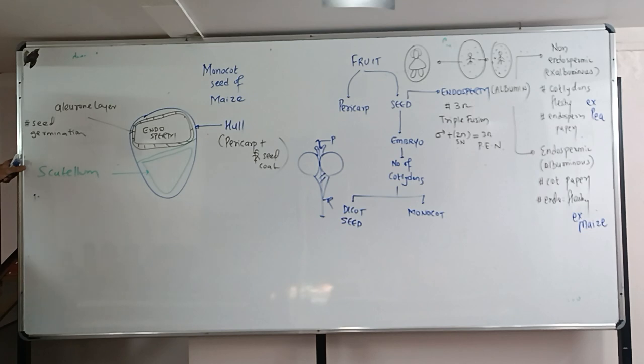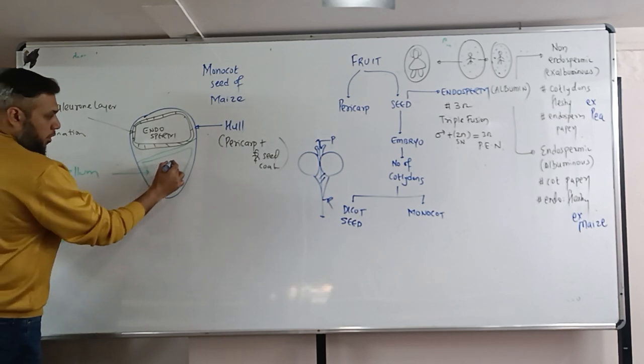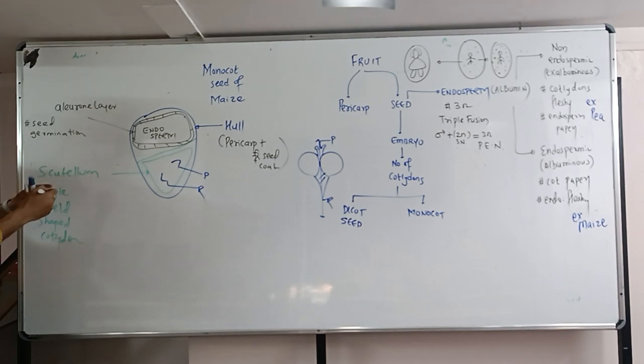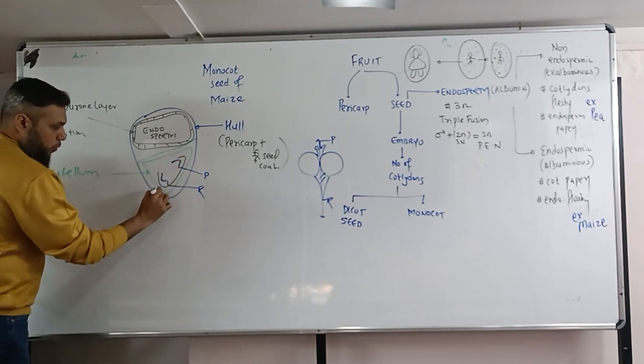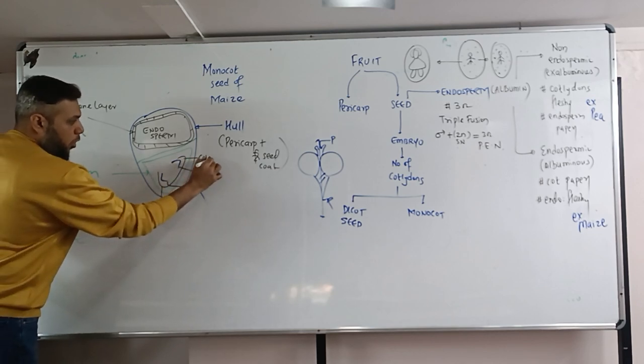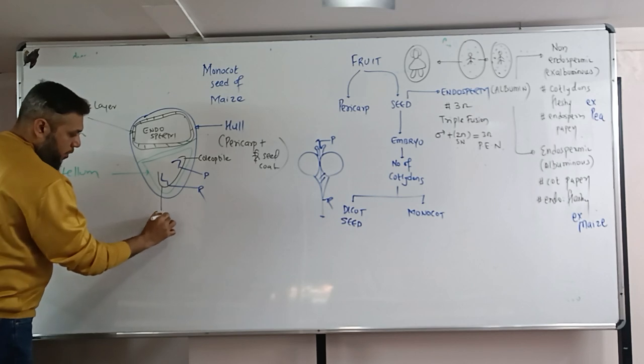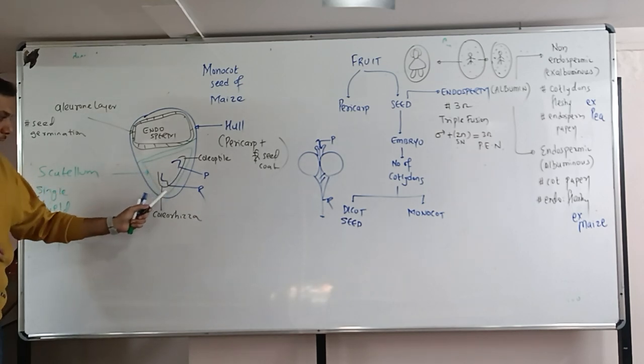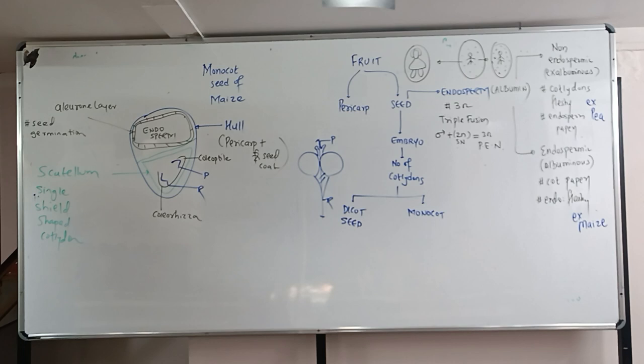cotyledon called scutellum. It's a single shield shaped cotyledon. What do you call it? Scutellum. Then you will have plumule and a radicle. And the plumule is covered by coleoptile, and the radicle is covered by coleorhiza. This is a typical monocot seed of maize.